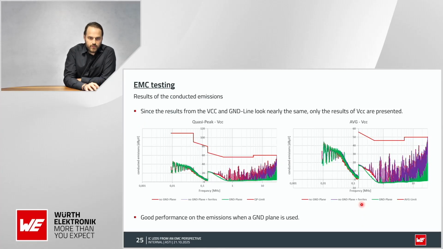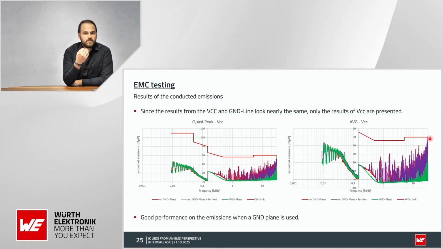Then let's have a look on the conducted emission measurements. In green again we have the board with the ground plane, and in purple and red we have the boards without a ground plane. More or less what we can see is that the ferrite in this low frequency range is not helping to reduce the noise, and we can also see that it's near or on the limit here, maybe also slightly above the limit.